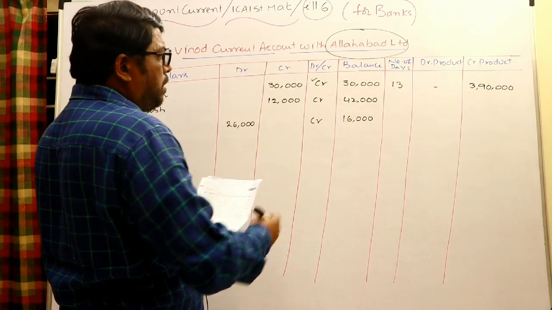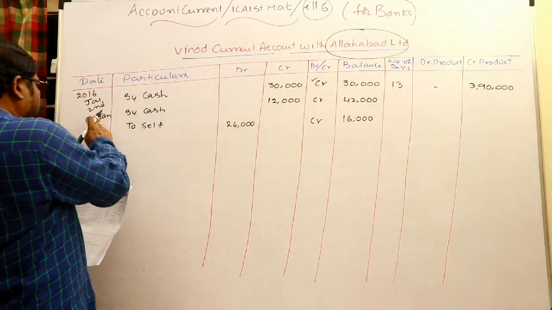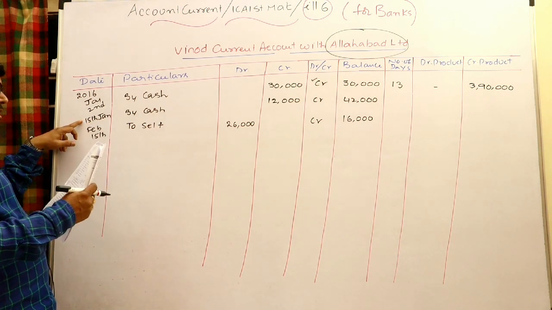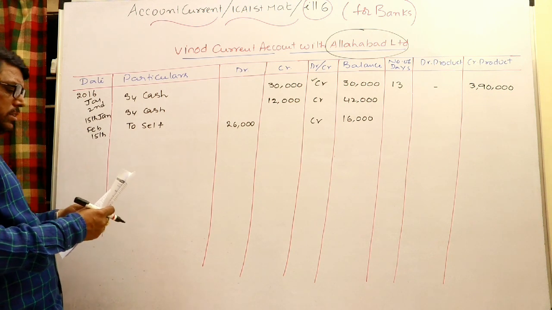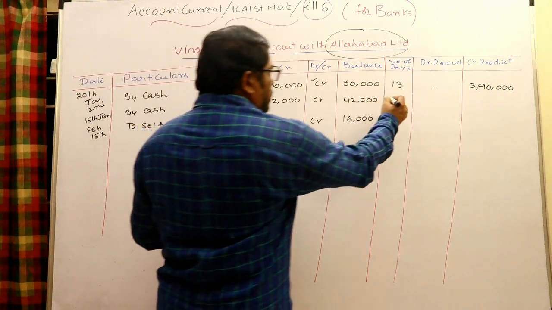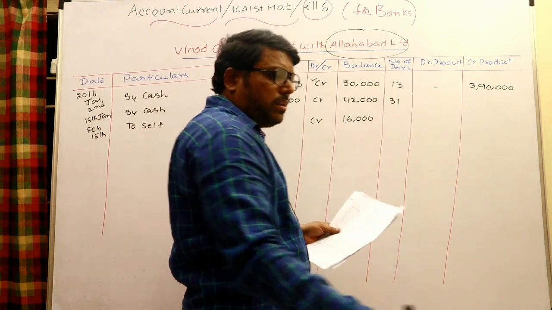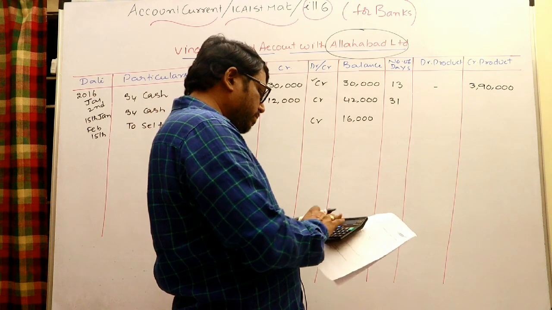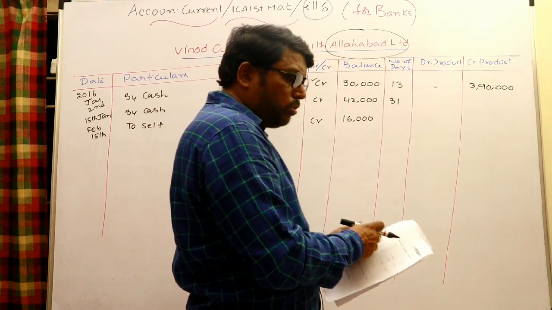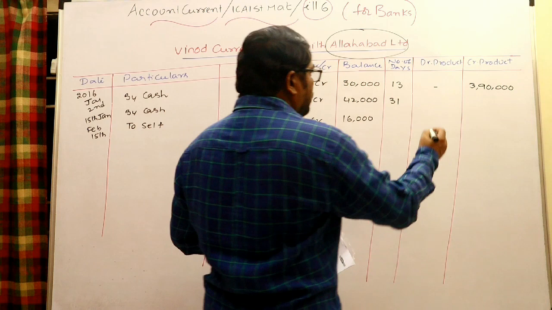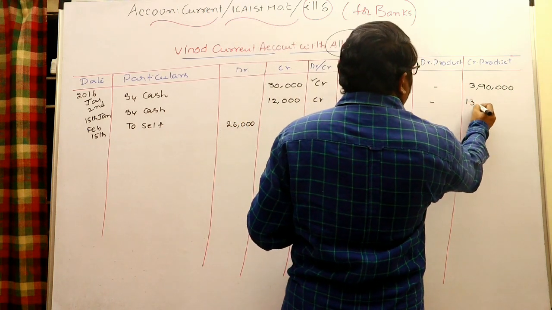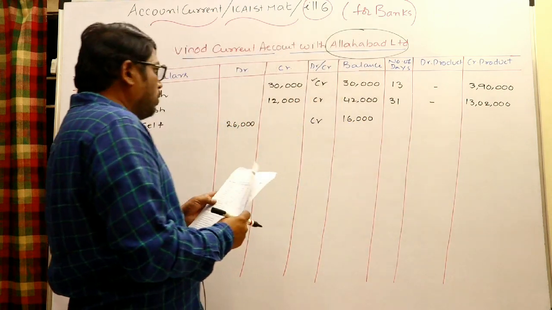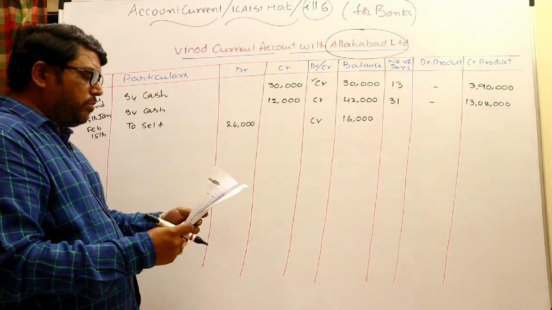Now let us calculate the number of days for the earlier transaction. January 15th to February 15th. In January 16 days are there, in February 15 days are there. 16 plus 15, 31 days. And then let us get the product: 42,000 into 31, 13 lakhs 2,000. Okay, for 16,000, for how many days is interest to be given?